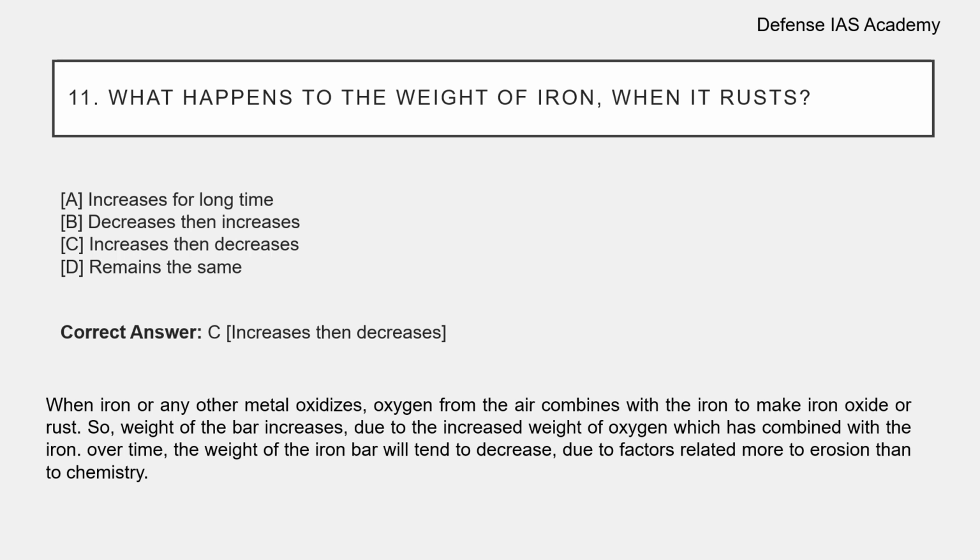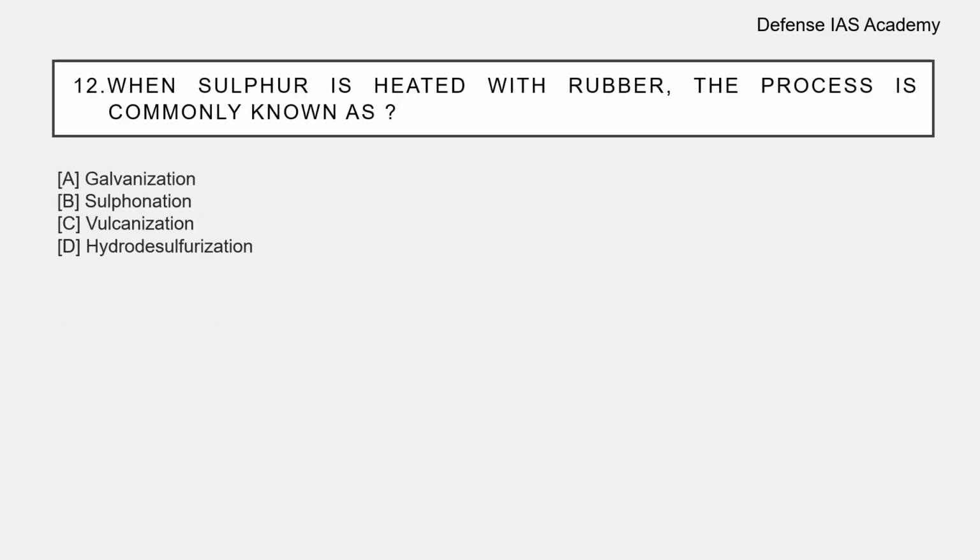When iron or any other metal oxidizes, oxygen from the air combines with the iron to make iron oxide or rust. So weight of the bar increases due to the increased weight of oxygen which has combined with the iron. Over time, the weight of the iron bar will tend to decrease due to factors related more to erosion than to chemistry. Question number 12. When sulfur is heated with rubber, the process is commonly known as dash.